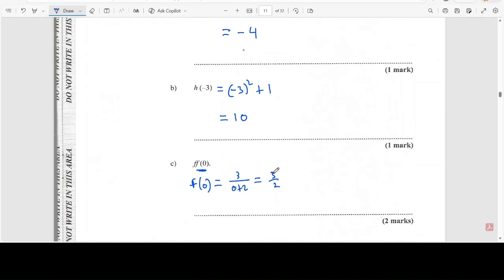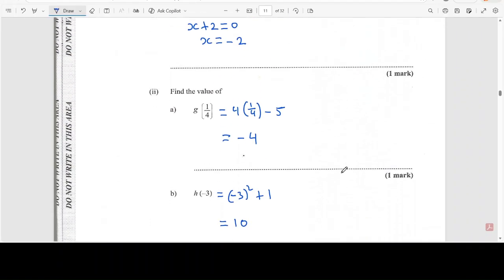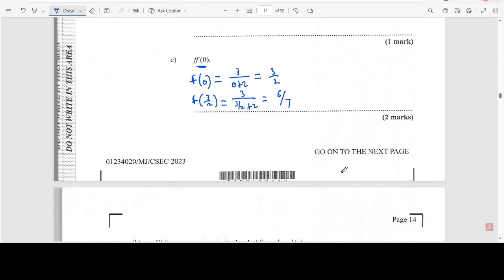And then this answer, now we want to put it into the first function, which is f. So we repeat it now, 3, and we replace x with 3 over 2 plus 2. And what was the answer? 6 over 7. Right, so this first part was what? 1, 2, 3, 4, 5 easy marks.